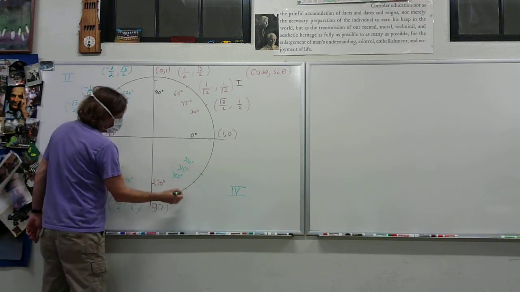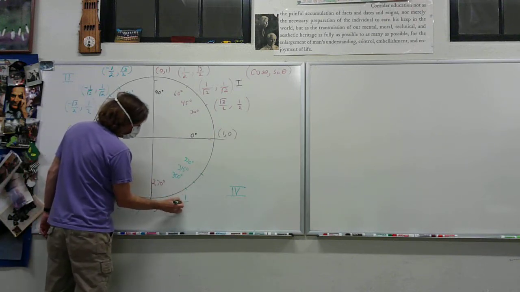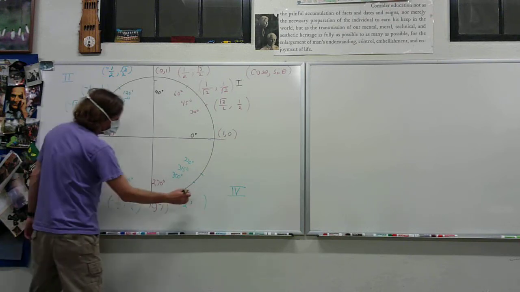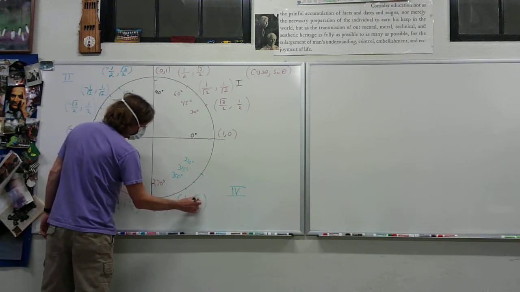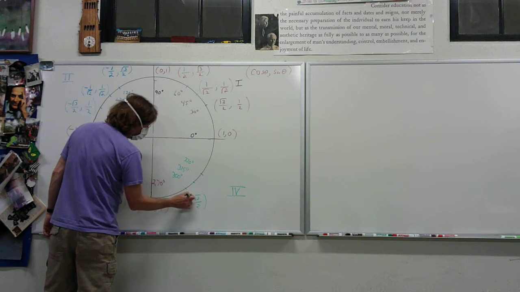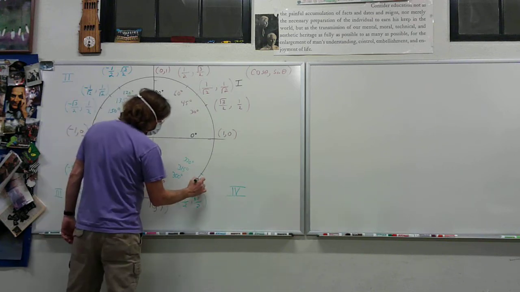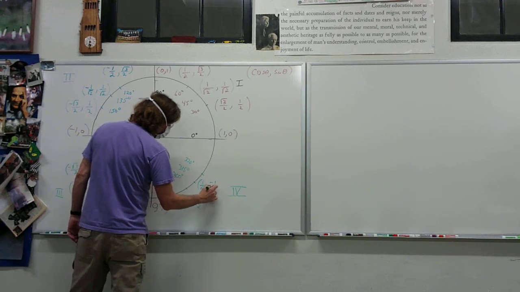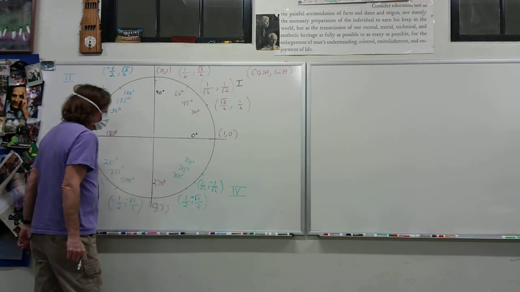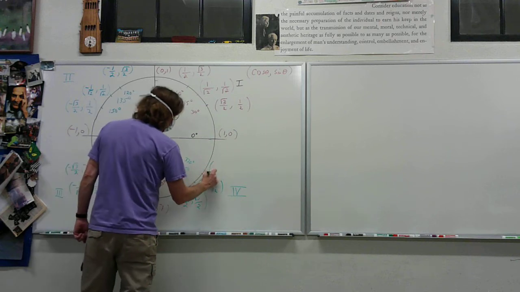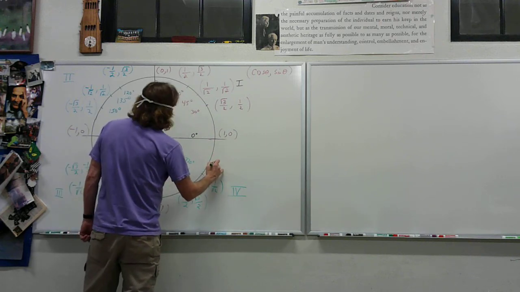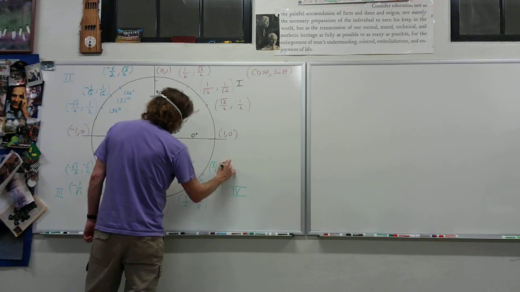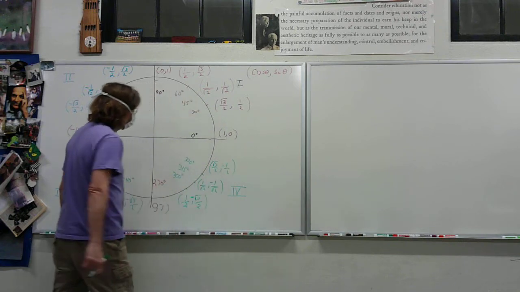Okay, I know this is going to be a positive 1/2, but how much is the square root of 3 over 2 going to be? Negative. Negative, that's right. And then this one's going to be what? 1 over square root of 2, comma, negative 1 over square root of 2. And 330 degrees is going to be square root of 3 over 2, comma, negative 1/2.